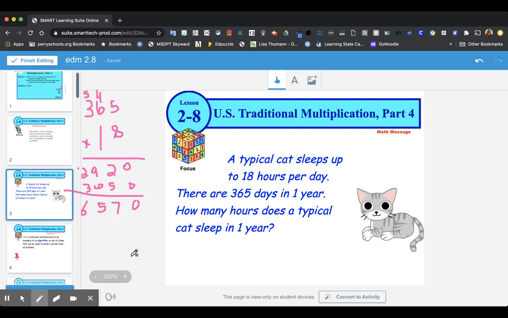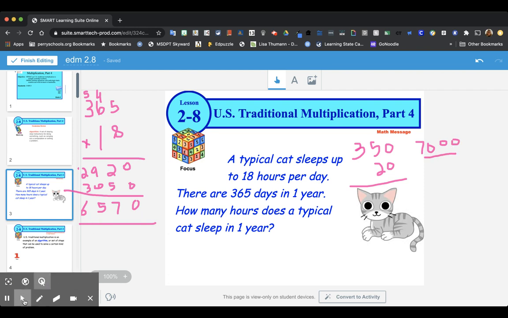All right, so you can see my work over here to the left. I took 365 times 18. Remember, though, what we can do before that is round, do some estimating. So I'm going to take 350 times 20. And I know that 35 times 2 is 70. And then I would need to add on those 2 zeros, making it 7,000. So I'm going to compare. And those two numbers are pretty close to each other. So I know that my multiplication is most likely correct.